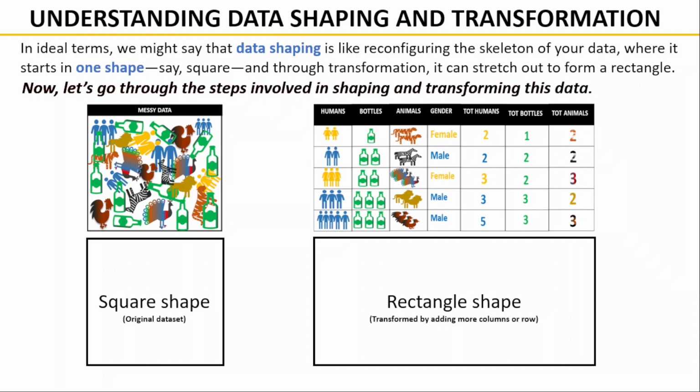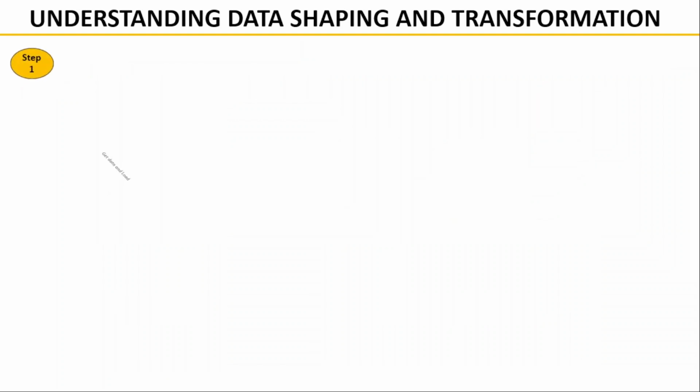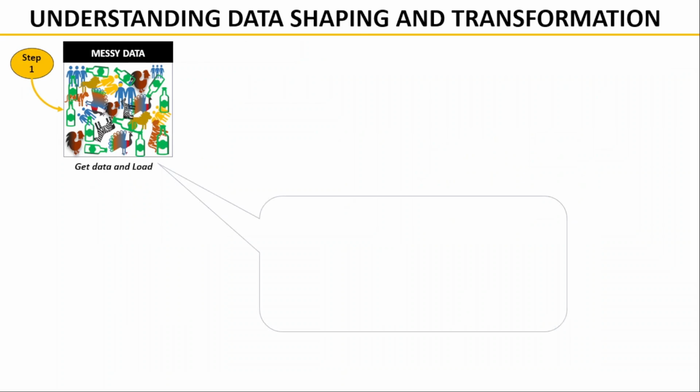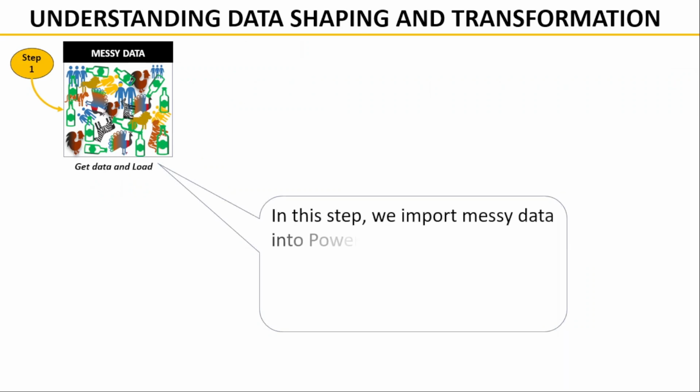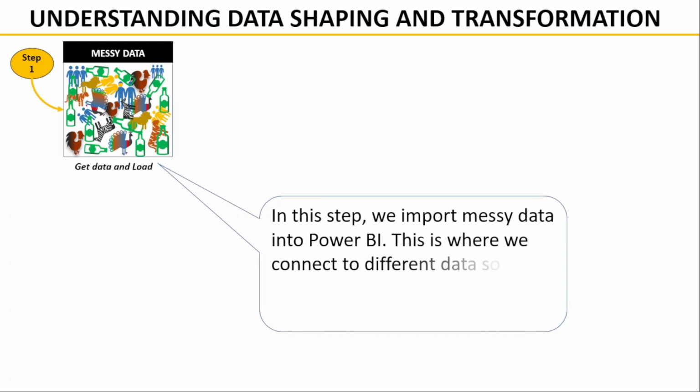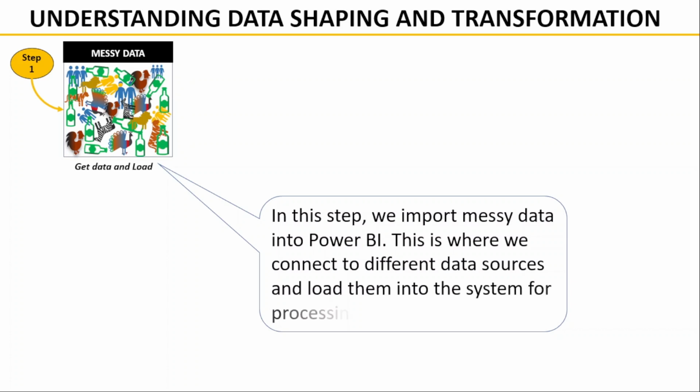Now let's go through the steps involved in shaping and transforming this data. Step 1. Get data and load. In this step, we import messy data into Power BI. This is where we connect to different data sources and load them into the system for processing.